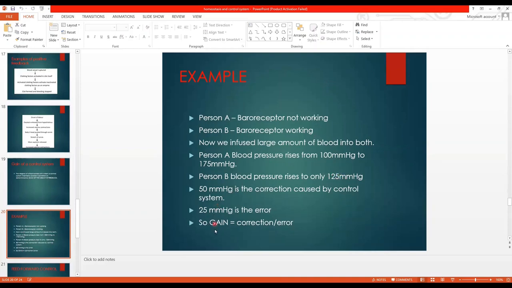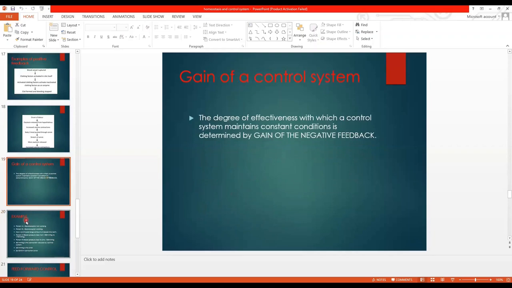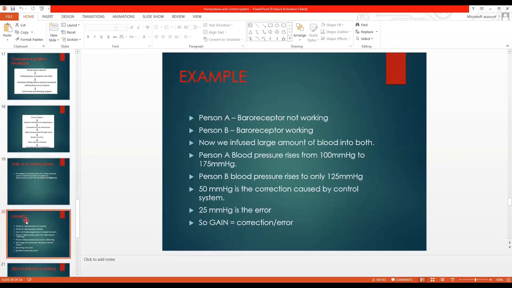Okay? So we have a formula for gain of the control system. This formula is correction divided by error. So you have to know the correction and the error. And when we divide it, the result will be the gain of the control system. Okay. This is a very easy phenomenon. I hope you will learn it.